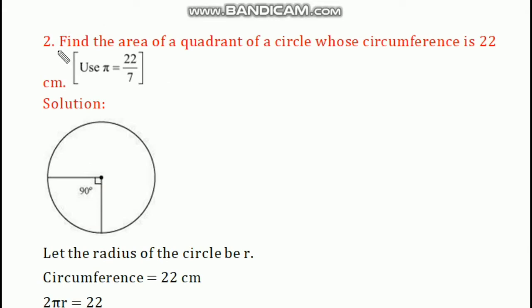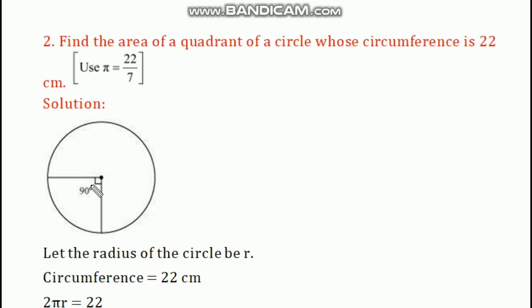Students, let's discuss exercise 12.2 second sum. Find the area of quadrant of a circle whose circumference is 22 centimeter. Actually here we need to find out the area of quadrant. At the same time the circumference of the circle is given as 22 centimeter. So the quadrant means the angle contains 90 degree. Okay, so the quadrant of the circle is 90 degree, that is a right angle. So this part is quadrant.